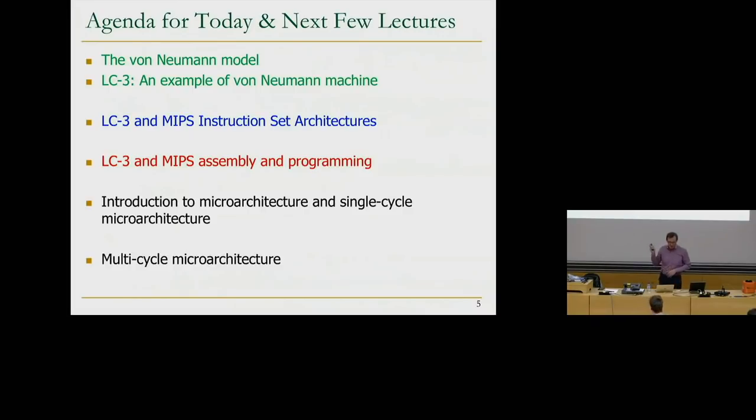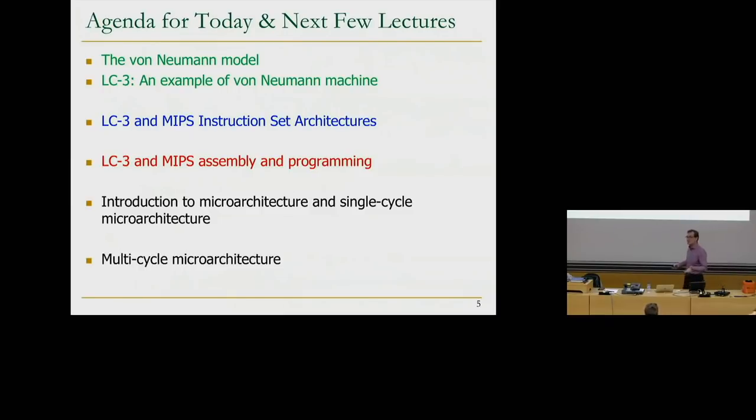So, okay, we'll talk about LC3 and MIPS as examples of von Neumann machines. We'll focus on LC3, so we're going to cover a lot of this book today, especially chapter 4, and we'll move into chapter 5 also. And we'll cover the instruction set architectures, and I'm going to give you examples from both LC3 and MIPS.